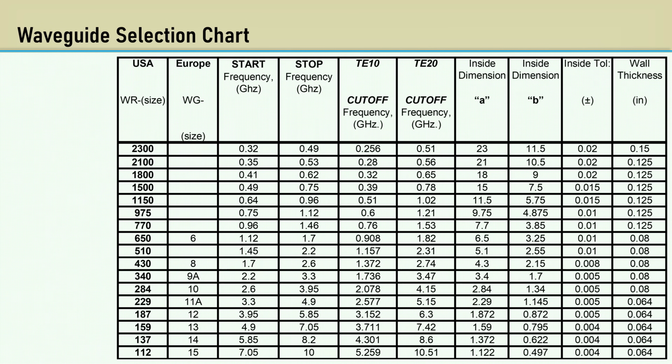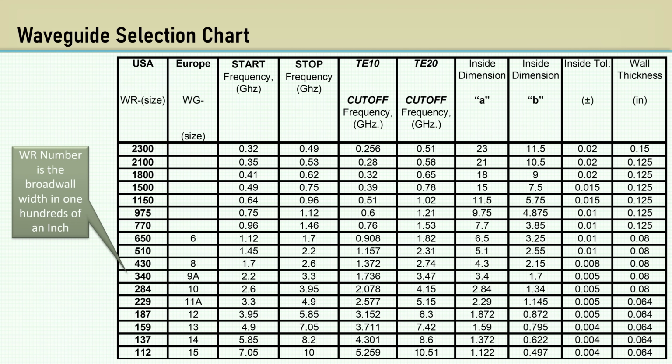There is a standardization of waveguide sizes. This was done in World War II. The designation for standard sizes begin with the letters WR, which you can guess stands for waveguide rectangular. The number following that designator is the broad wall width in 1/100ths of an inch. The A dimension of WR340 is 3.4 inches. 3.4 times 100 is 340.